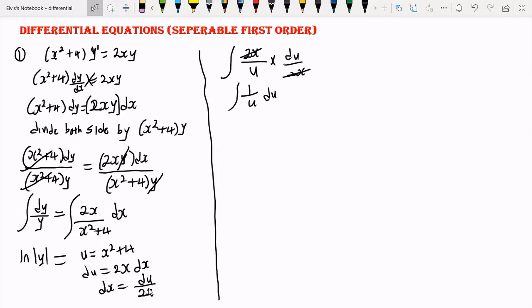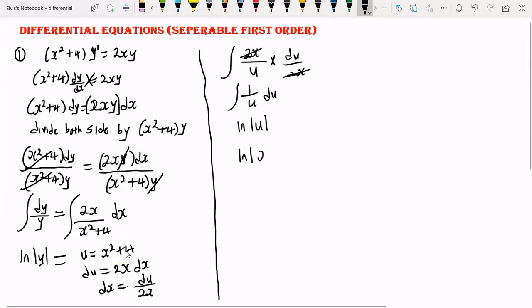So what is the integral of 1 over u? This is basically ln of the absolute value of u, okay? So guys, we need to replace u. What is u? We know that u is equal to s squared plus 4, okay? So this is going to be ln of the absolute value of s squared plus 4, okay? So this is the value on the right side.